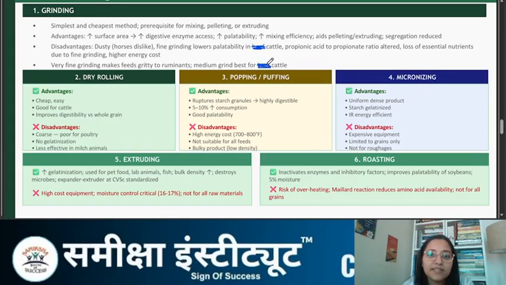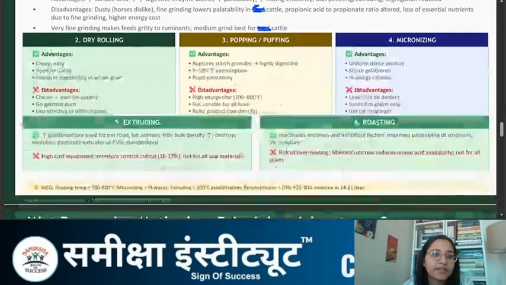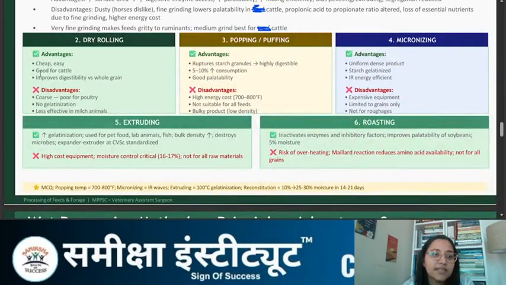Basically, medium grinding is best for cattle. Then second is dry rolling. So what are the advantages? It is cheap, easy, good for cattle and improves digestibility. But there are issues because it produces coarse grain, so it is not good for poultry. No gelatinization occurs, and it is less effective in milch animals.